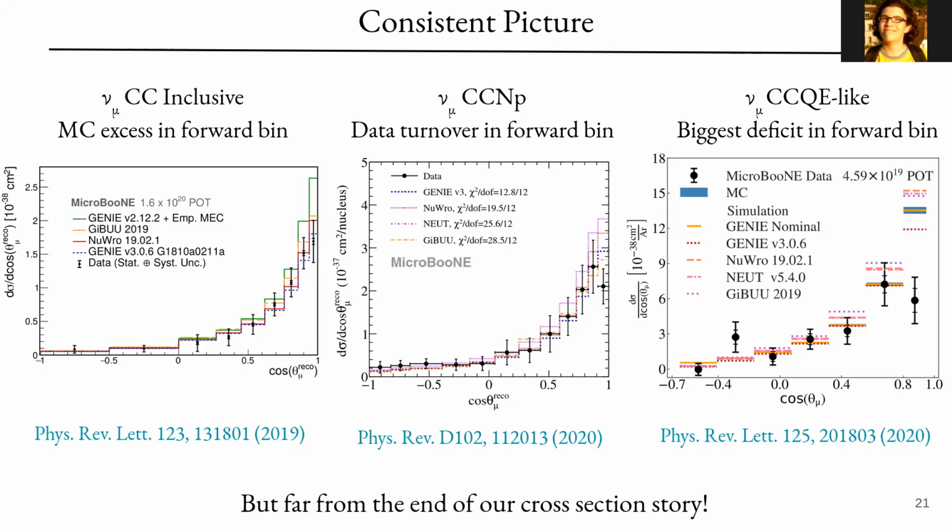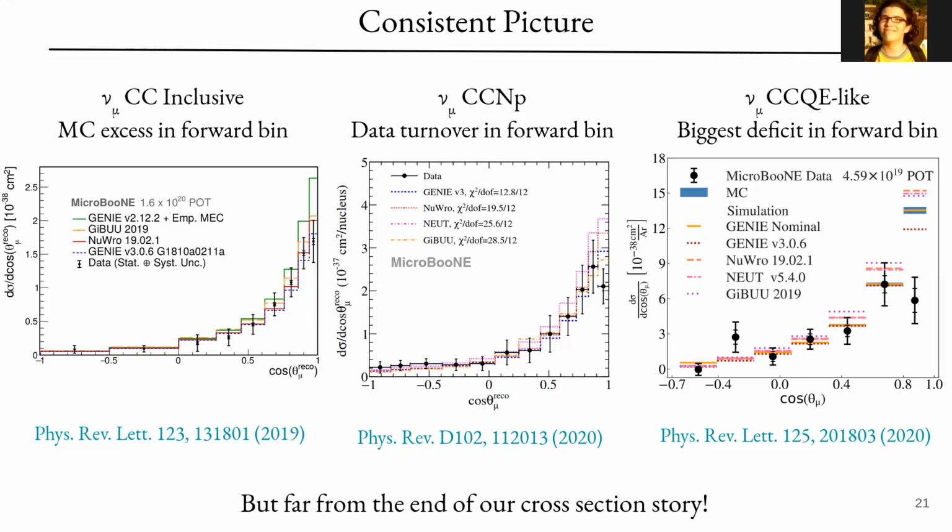So this gives us a very consistent picture which starts with a single differential measurement for our inclusive measurement as a function of the angular distribution of the muon, where what we observe on the left is an excess of our Monte Carlo in the very forward region as opposed to what we see in our data. This Monte Carlo excess becomes a data turnover the moment that we move to a more exclusive measurement on MicroBooNE in the exact same forward direction, and this deficit becomes maximum if we choose to focus on a very specific interaction channel, namely the quasi-elastic one.